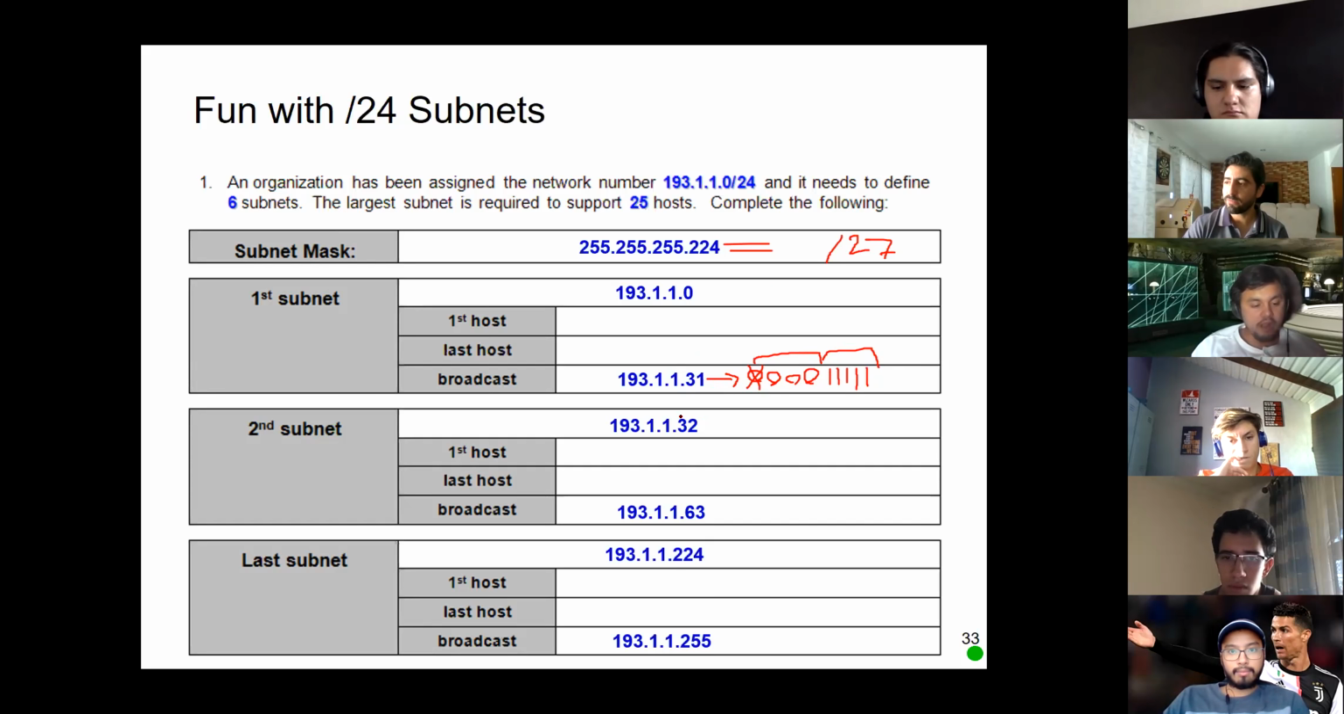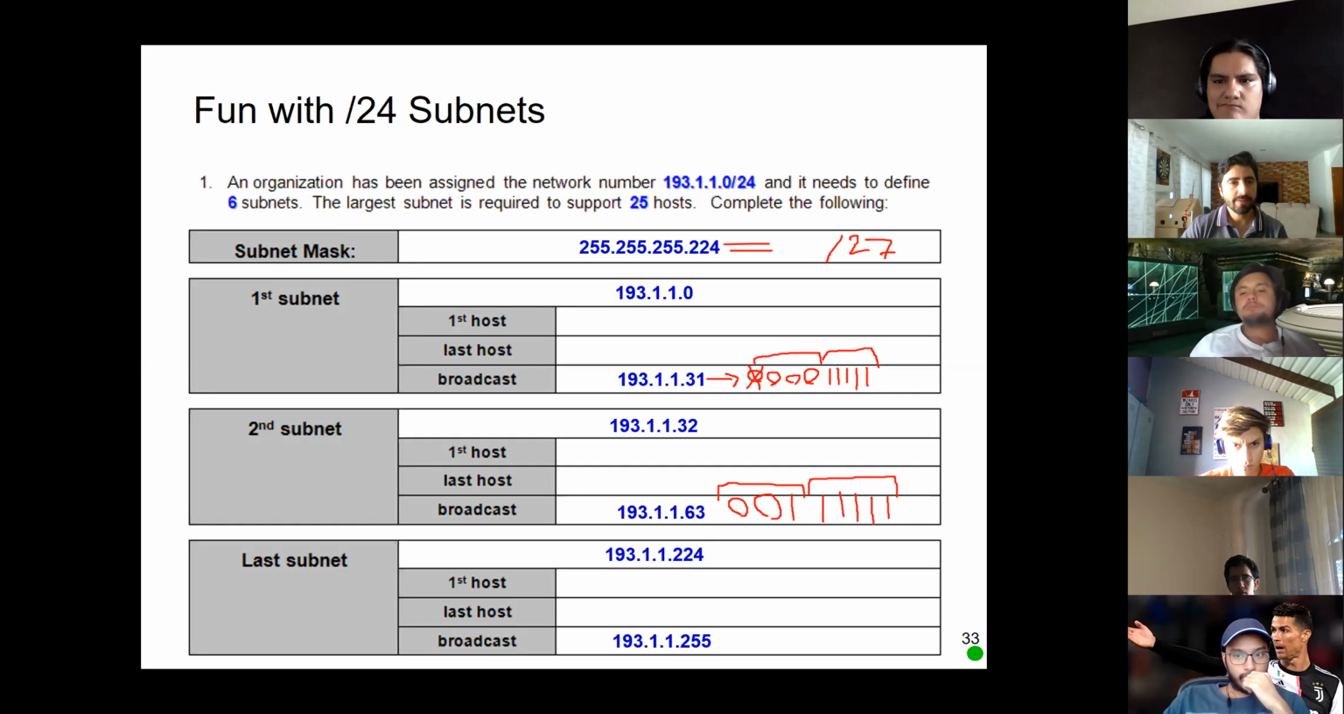For this one now you have 0, 0, 1. This is the network part, okay? Then 1, 1, 1, 1, 1. If you add all of this together, you get 63 in decimal. So again, all ones for the host part. This is the network part, and this is the host part. Are there any questions about that?